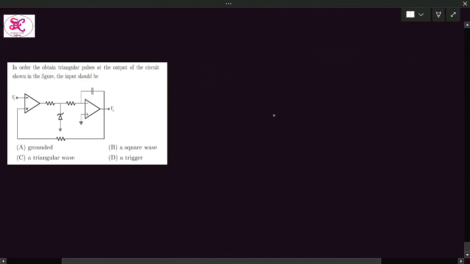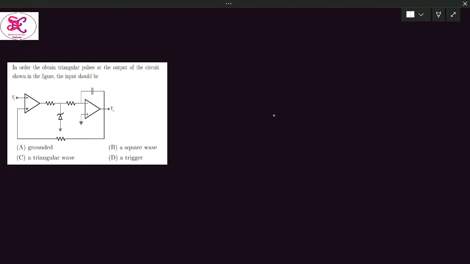Coming to the solution of this problem, what they ask in this circuit is that the output voltage is a triangular wave, and we have to find out the input voltage nature. I'm drawing the same circuit here. The first operational amplifier is in open loop configuration. This is the negative terminal, this is the positive terminal. So simply this is a comparator.